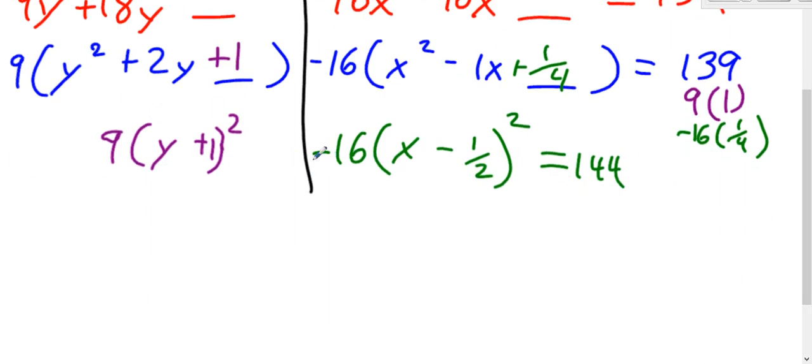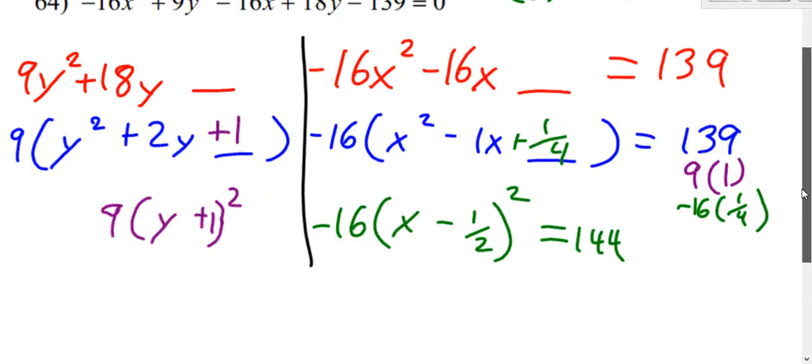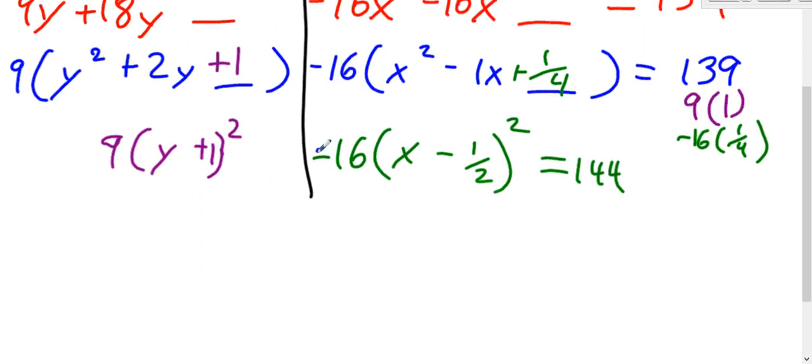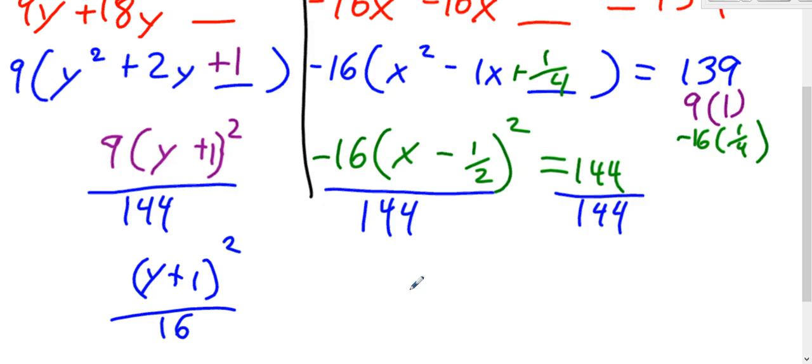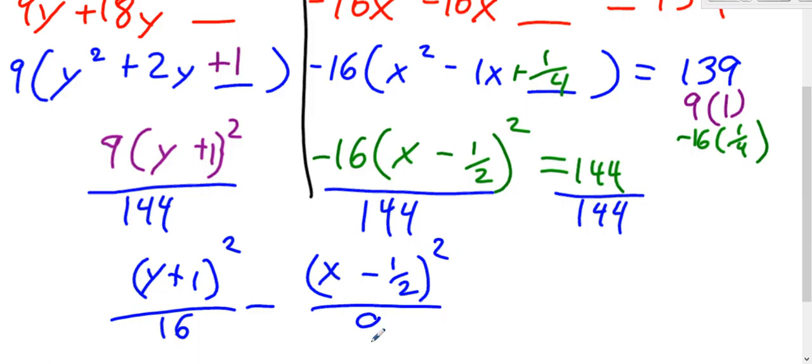Again, this is a hyperbola, as we identified before. We have a positive and a negative. So it needs to be equal to 1, and we need to get our a and b. So we're going to divide all terms by 144. 9 over 144 reduces to 1 over 16. 16 over 144 reduces to 1 over 9, and then that would be 1.